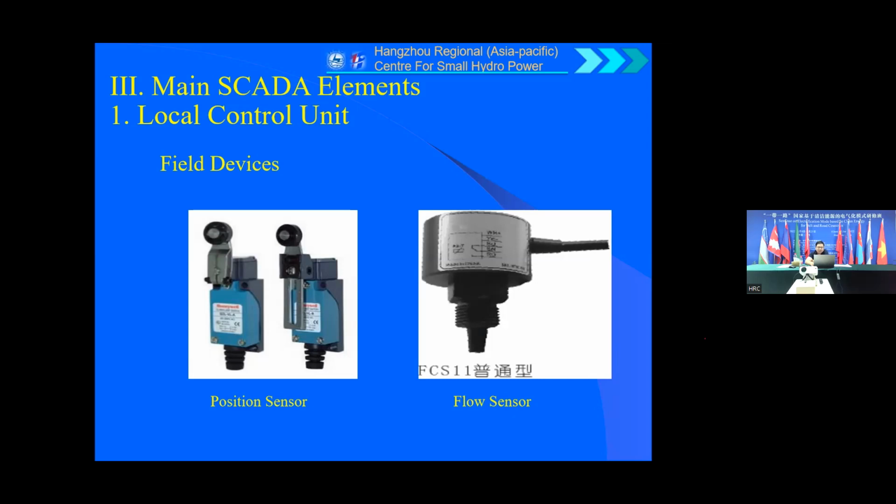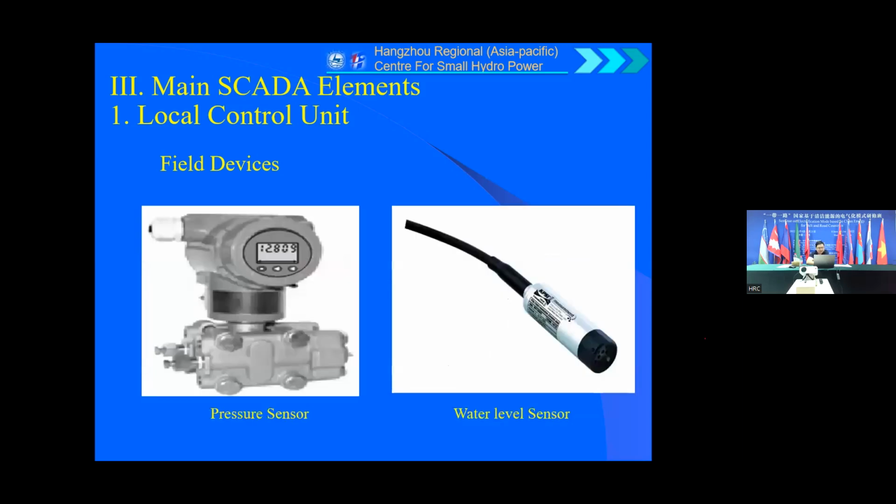The next one is the flow sensor. We put the sensor into a pipe. If there's flow in the pipe, we can see the indicator of this signal. We use this sensor to check if there is cooling water in the generator of the power station. The next one is the pressure sensor. If we want to see the pressure of the oil system or the pressure of the air, we use this pressure sensor.